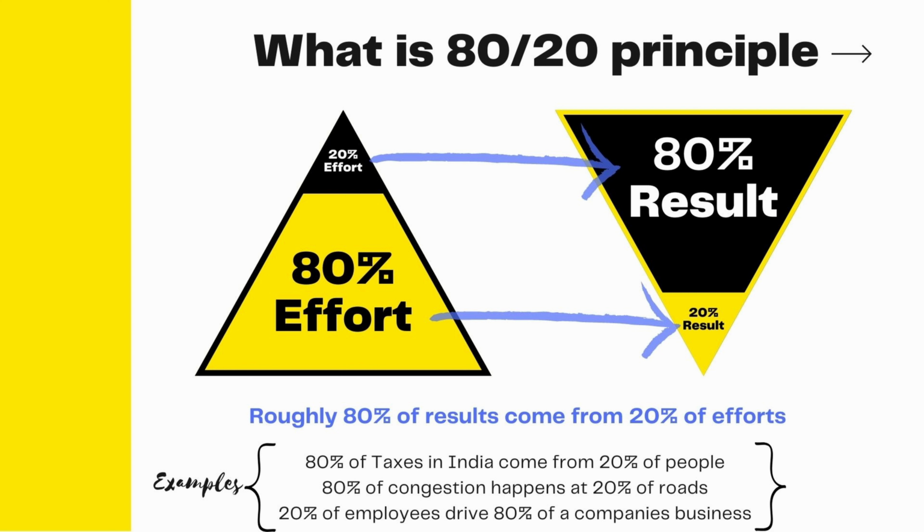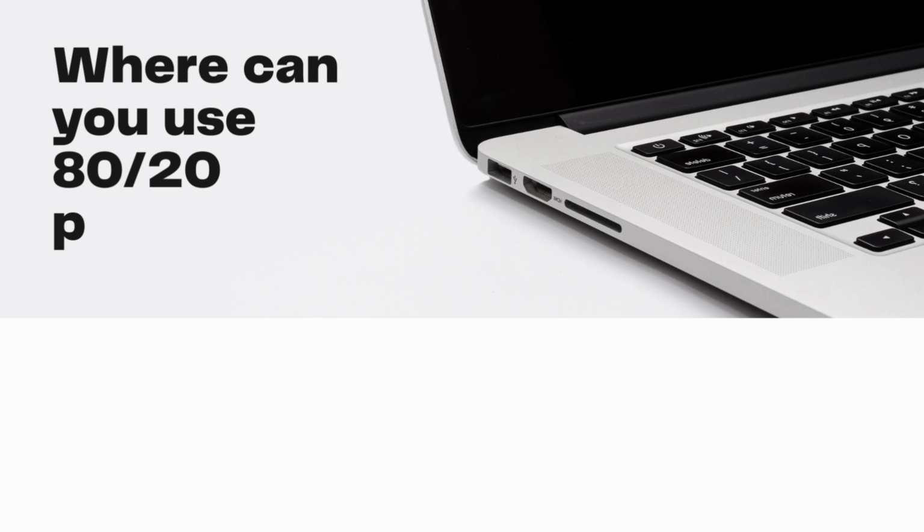As I said, this is an approximate principle and may or may not apply to your use case, right? And for that, you basically use a Pareto chart to see if the 80-20 principle applies to your scenario or not. Now, this is all good, but where can you apply the 80-20 principle?